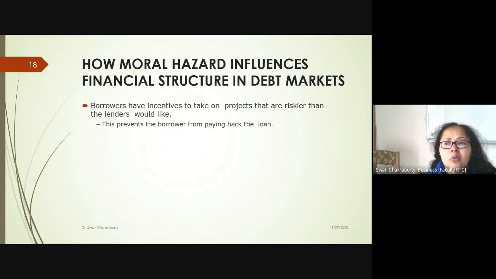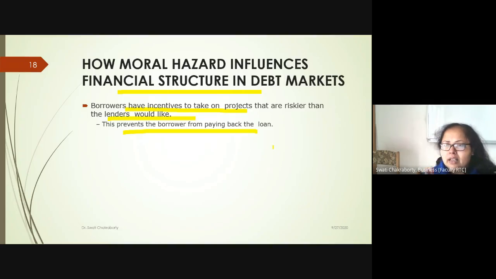So, how does moral hazard influence financial structure in debt markets? Borrowers have incentives to take on projects that are riskier than the lenders would want, which prevents the borrower from paying back the loan. When you take on projects which are much riskier than what the lenders would want to give you, the borrowers would not pay back the loan.